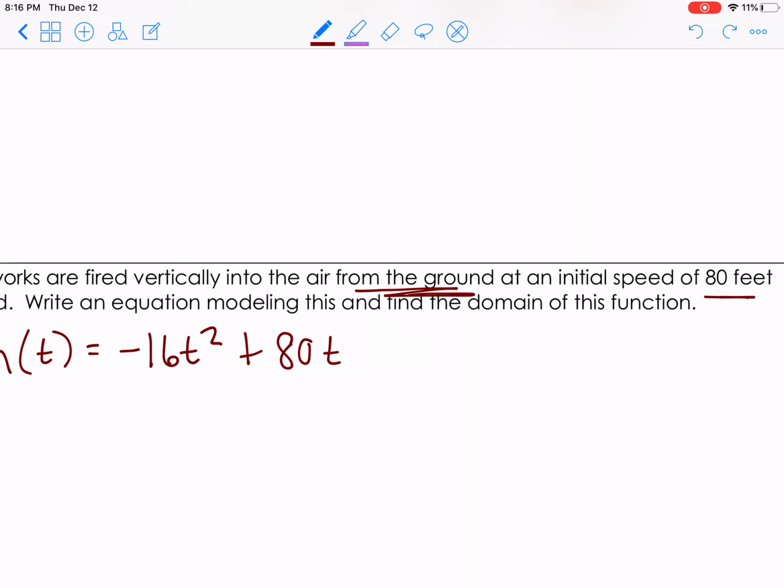They want the domain of this function. So remember that as far as our picture goes, the domain is from when they fire the firecracker until whenever it hits the ground. Okay, so it's going up and then it hits the ground at some point. So for your domain, we're going to solve again, using maybe the quadratic formula on this one. And it's going to be from time 0 until whenever it hits the ground.